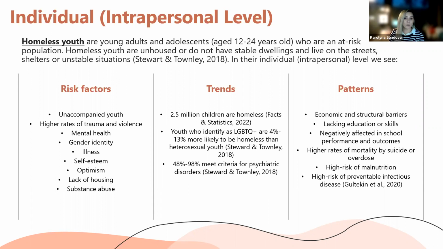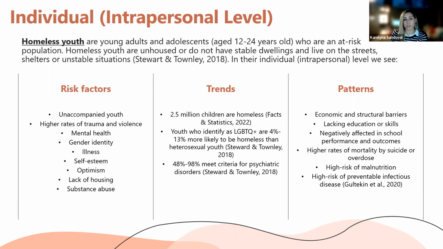Some of the trends that I found associated within this first intrapersonal level were that 2.5 million children are homeless in the United States, according to Facts and Statistics 2022. Youth who identified as LGBTQ+ were 4% to 13% more likely to be homeless than heterosexual youth, according to Stewart and Townley, 2018. And the last was that 48 to 98% of homeless youth met criteria for psychiatric disorders, according to the same Stewart and Townley 2018 article.